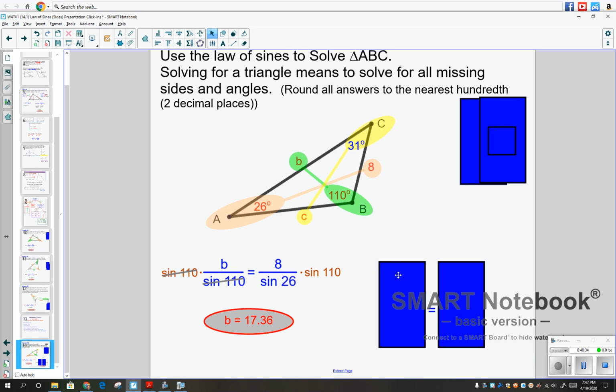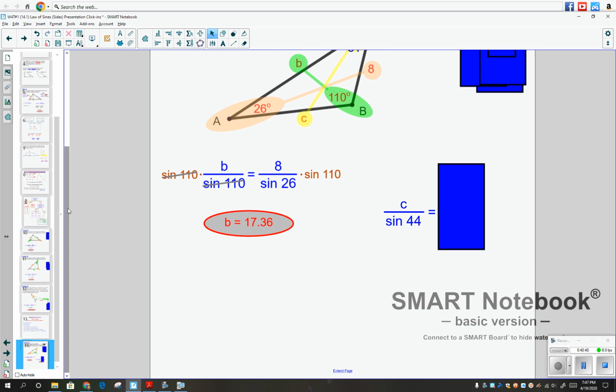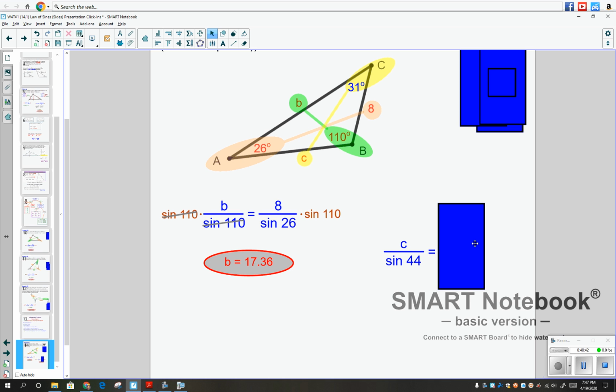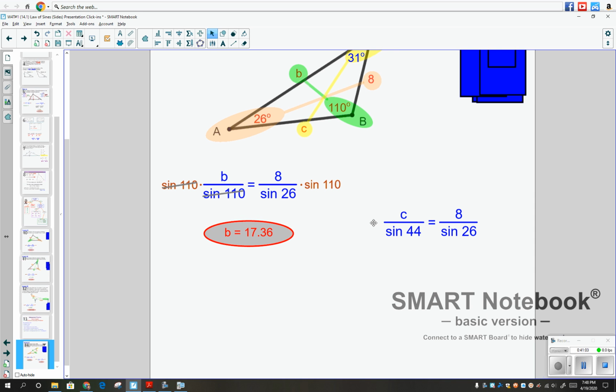Now I do want to solve for C, so let's write a ratio that involves C. C over sine of 44 equals. Now, when I do my other ratio, because I now know what B is, I could use B and sine of 110. However, this 17.36 is a rounded number, and do not use a rounded number unless you absolutely have to. So I'm still going to use what? 8 and sine of 26. Multiply both sides by sine of 44, and I get 12.68. So that's an extension where they're asking you to find multiple missing sides. Not something you're required to do in the homework, but that is a little bit above and beyond what we were talking about.